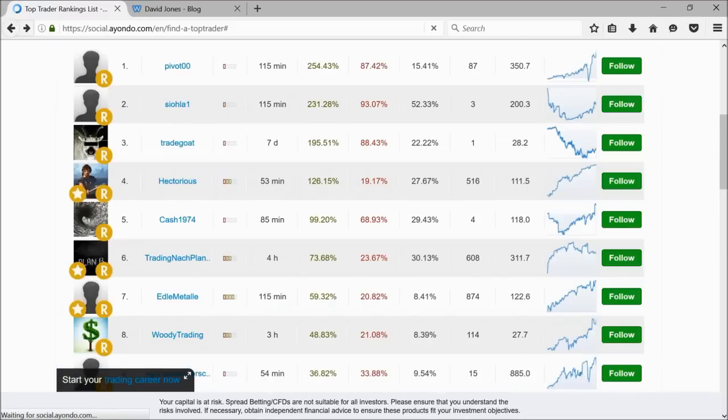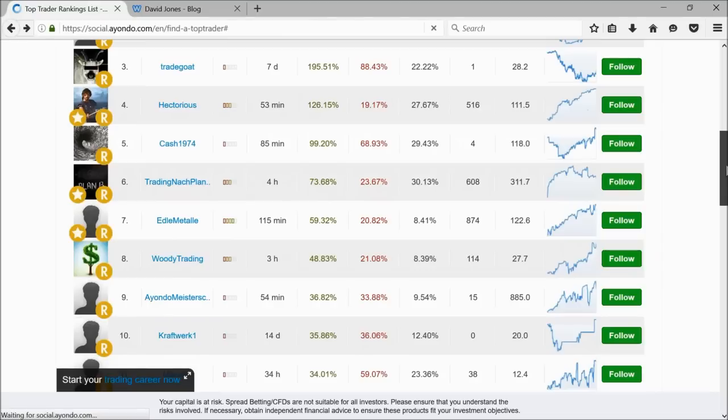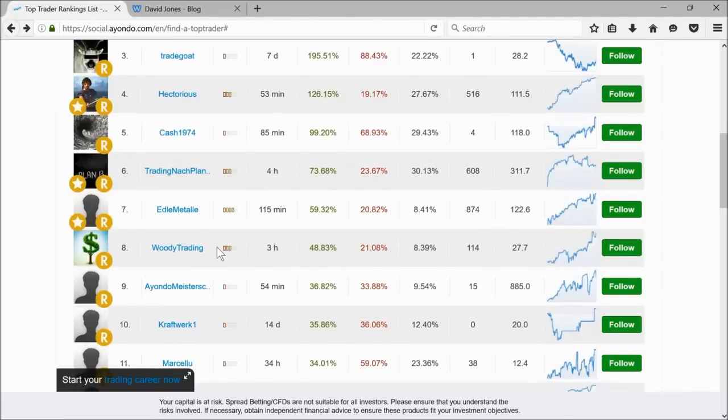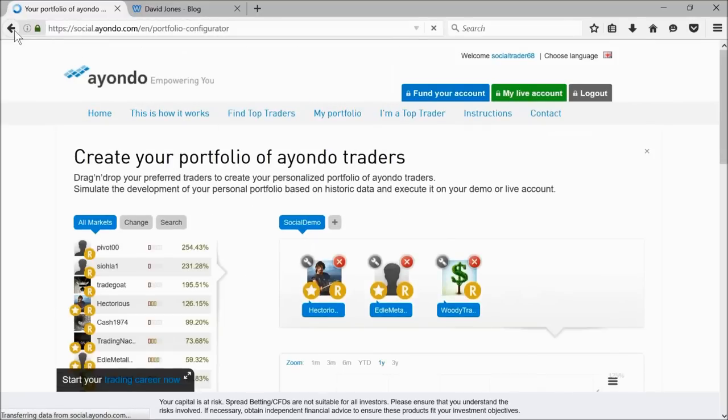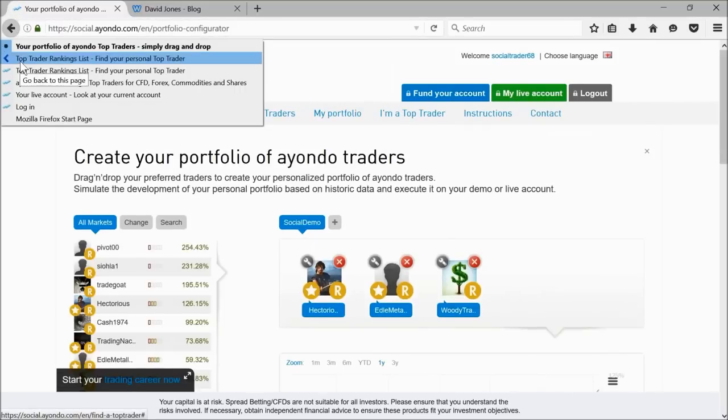Let's scroll down and just find 3 more. Woody Trading, he or she was in my list already from last time around. And again, you can see 48% return, 21% drawdown, monthly volatility not too bad, relatively smoothish chart. Let's put Woody back in. There we go. It's back in there.